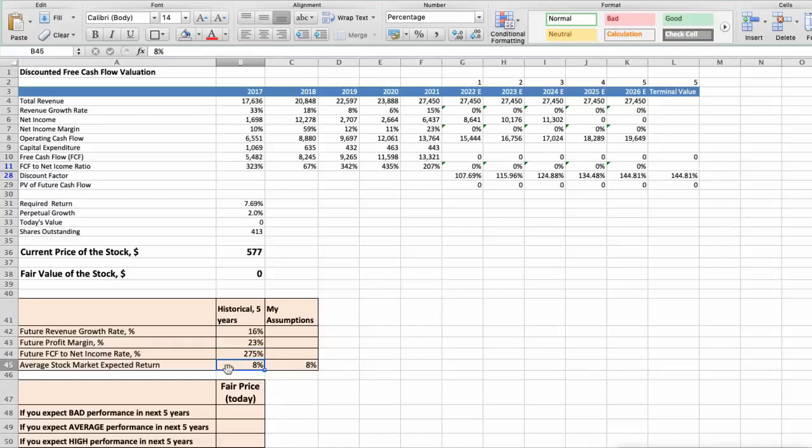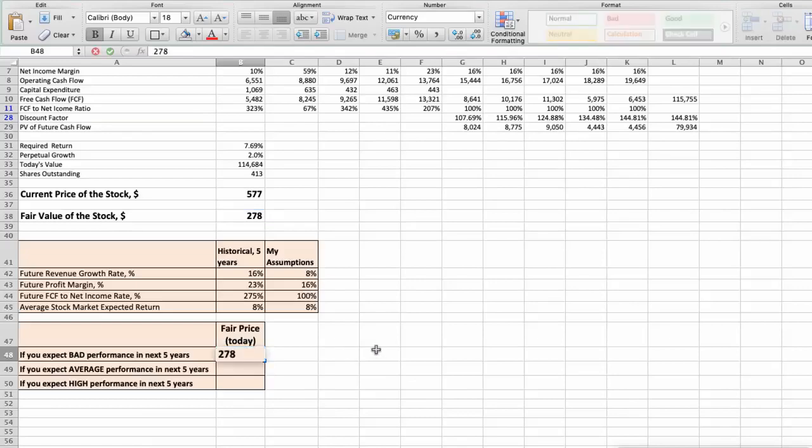Now, let's consider 3 different scenarios for Broadcom company: bad, average, and good. First scenario. Broadcom will have bad performance in next 5 years, and we will use the following parameters in our calculation. Future revenue growth rate would be a low, 8%. Future profit margin would be a low, 16%. Future free cash flow to net income rate would be a low, 100%. In this case, the fair value of the stock today would be $278.